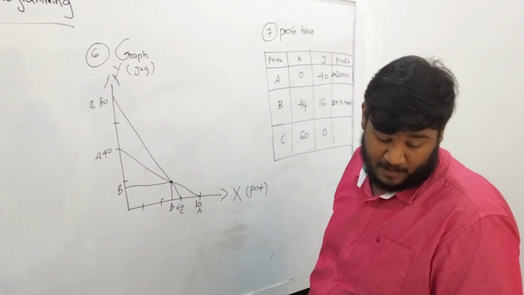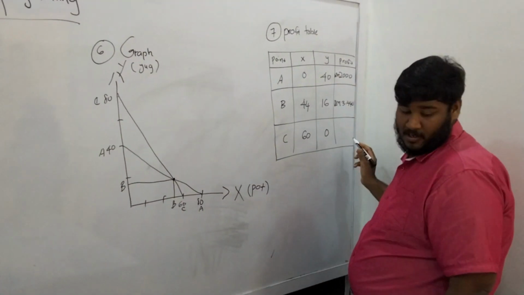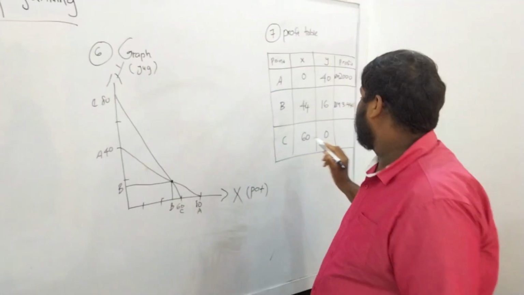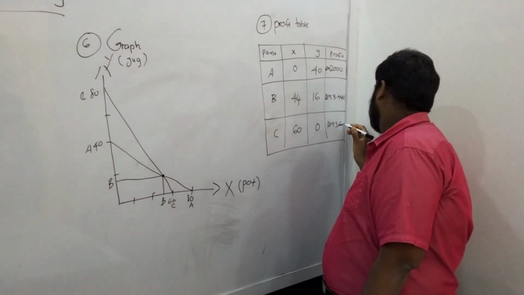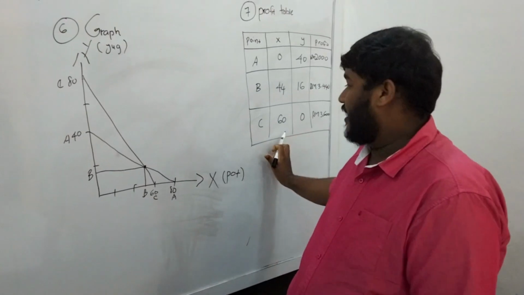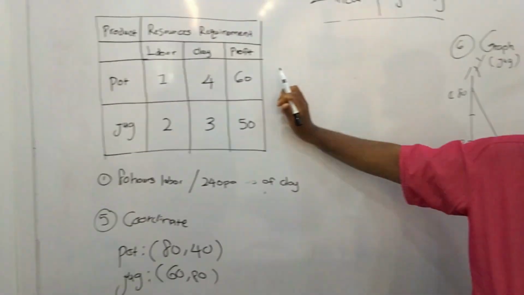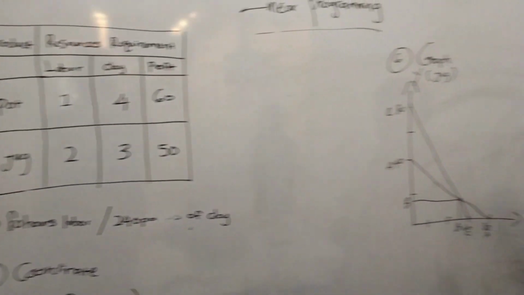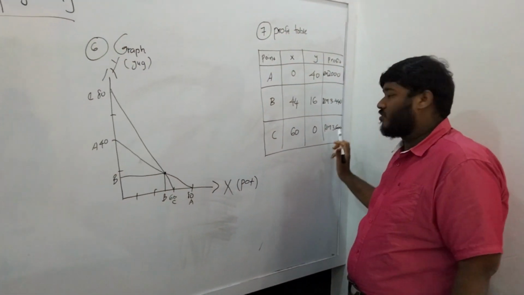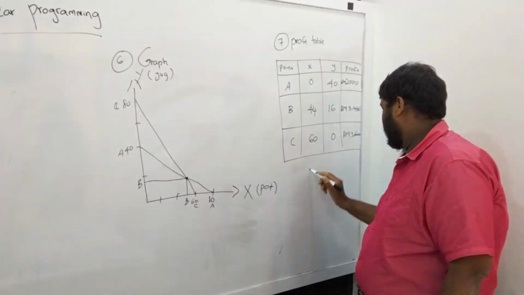The last one is C. C is the amount of profit is 3,600. How do we get 3,600? 60 times profit, for the point X is 60. So 60 times 60 equals 3,600. Thank you.